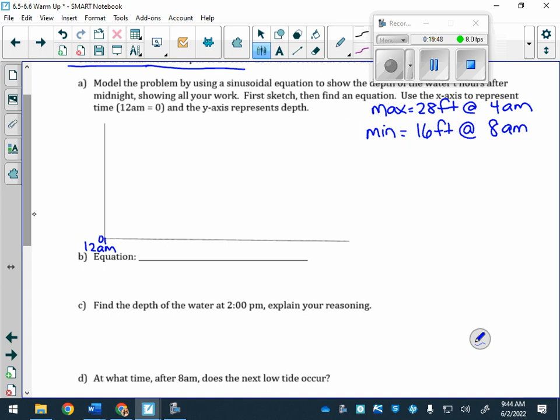How can we figure out the period? How can we figure out the amplitude? How can we figure out the midline? I want you to think for a minute. They're not telling you what the period is. All they're telling you is you're starting at 12 a.m., that equals 0. They gave you the max and they gave you the min. Think for a second.